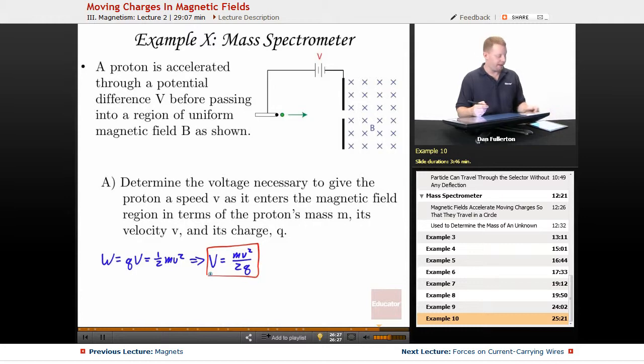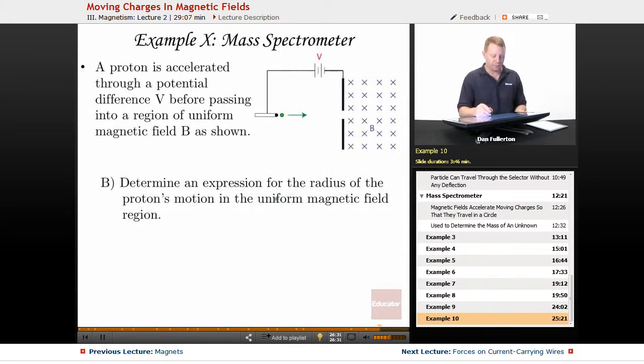Okay, that part wasn't too bad. Let's take it a little bit further and determine an expression for the radius of the proton's motion in the uniform magnetic field region.